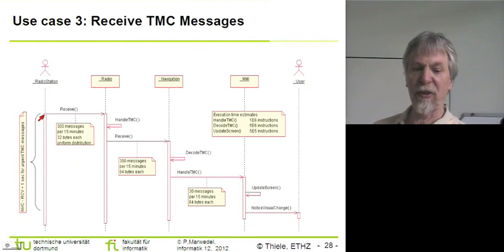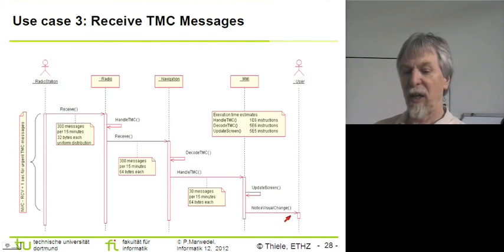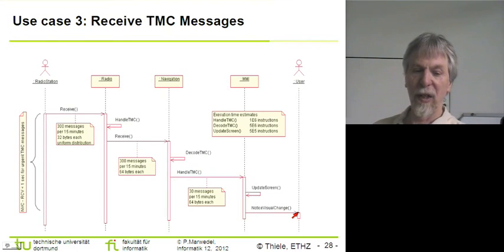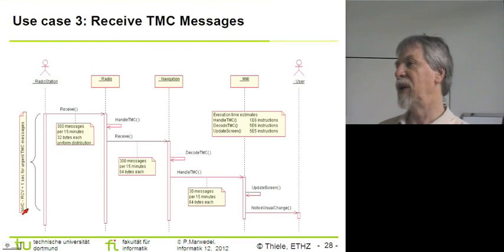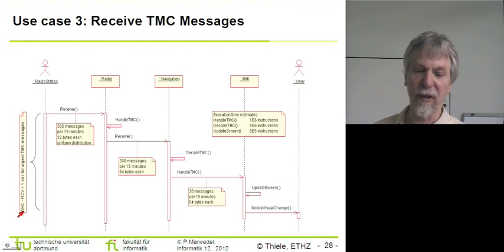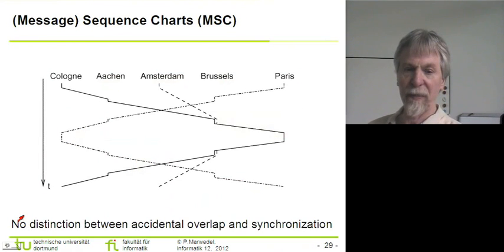Again, we can capture this use case in a sequence chart, and we can see that there is a message which gets sent from the radio station to our radio, and from there to the navigation system, and from there to the man-machine interface, and from there we have some implicit communication with the user, and again we will annotate this message sequence chart with the allowed delay.